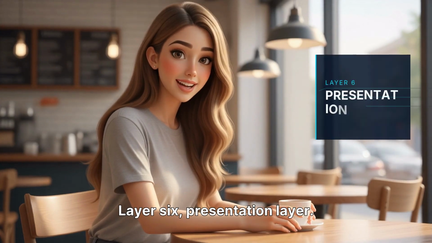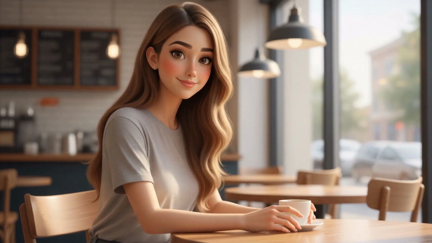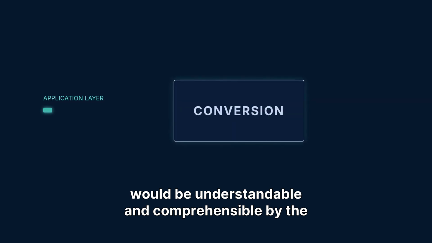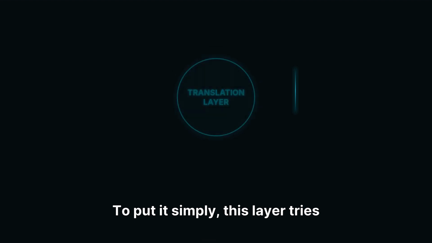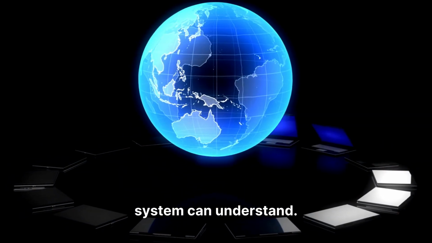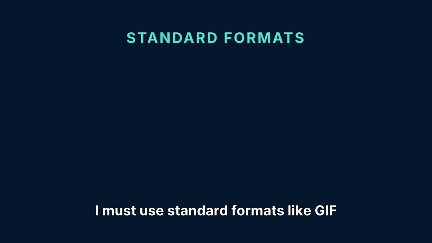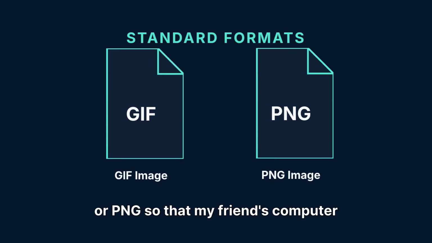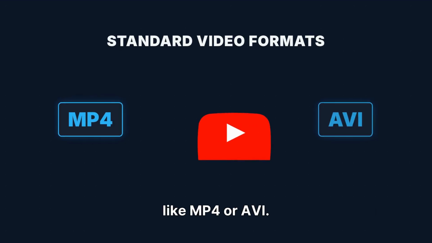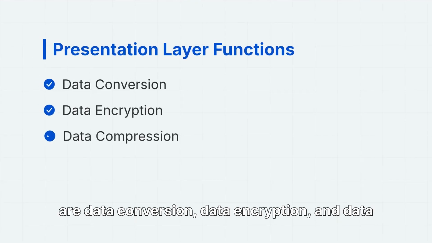Layer 6, presentation layer. The presentation layer provides a variety of coding and conversion functions on application data. These functions ensure that information sent from the application layer of the client would be understandable and comprehensible by the application layer of the server. To put it simply, this layer tries to translate application data into a certain format that every different system can understand. For example, if I send a picture to my friend's computer, I must use standard formats like GIF or PNG so that my friend's computer can understand. If I want to share videos on YouTube, I must use a standard format like MP4 or AVI. Therefore, the main functions of this layer are data conversion, data encryption, and data compression.